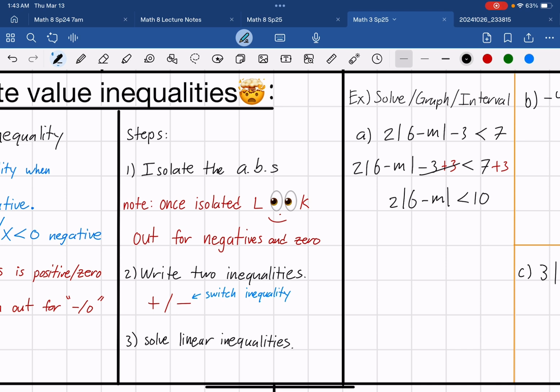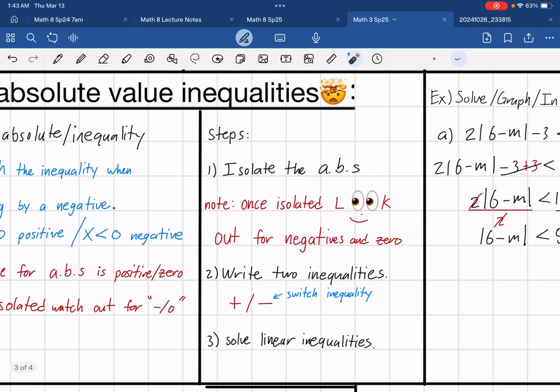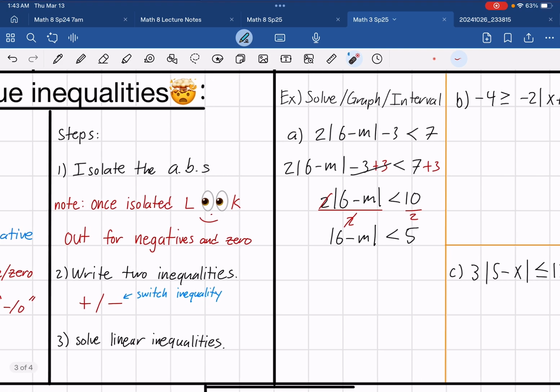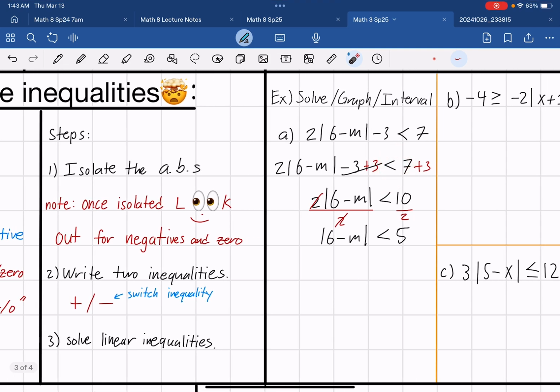Be careful, we are not isolated just yet. I am going to divide both sides by 2. On the right, it simplifies and leaves me with the absolute value of 6 minus m. Closed absolute value is smaller than 5. Now, I haven't divided by a negative, which would trigger a switching of this inequality. And then I said, once it's isolated, look out for any negatives or zeros. On this right-hand side, that's not negative and that's not 0.